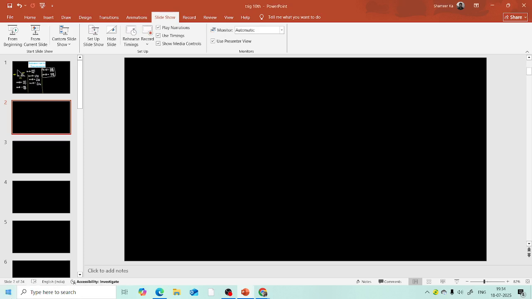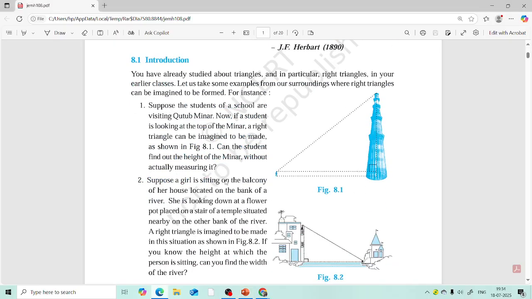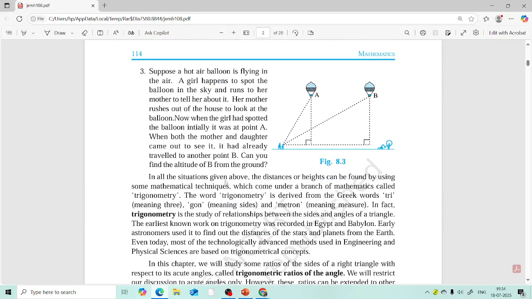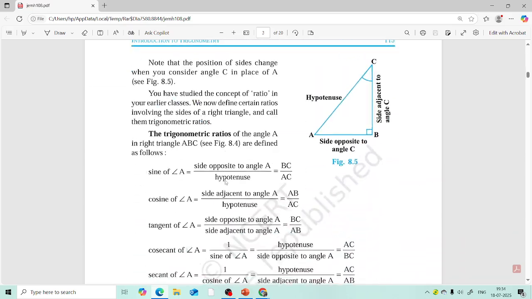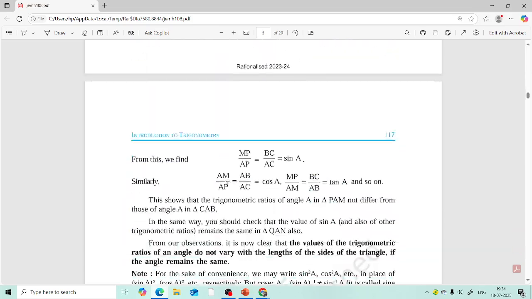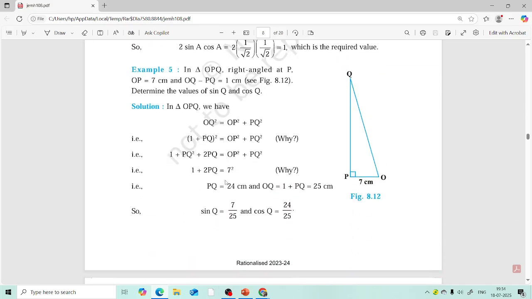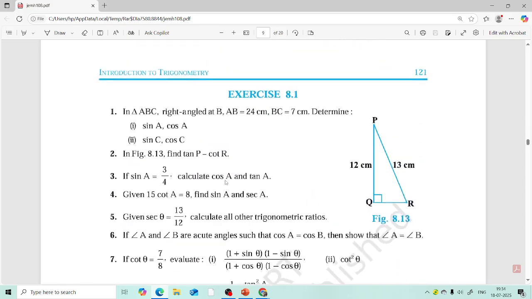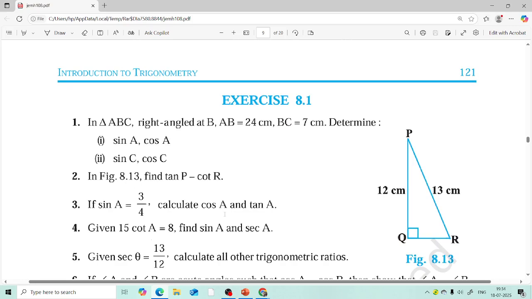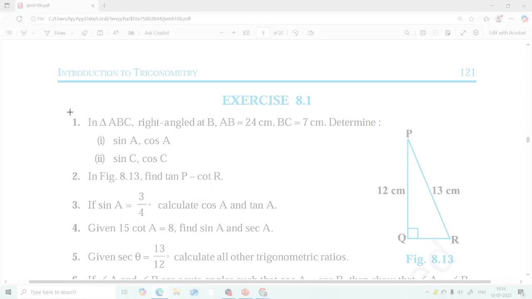So let me discuss the questions. Again, there are properties, but I will explain the remaining properties later. So let me start with the first exercise.